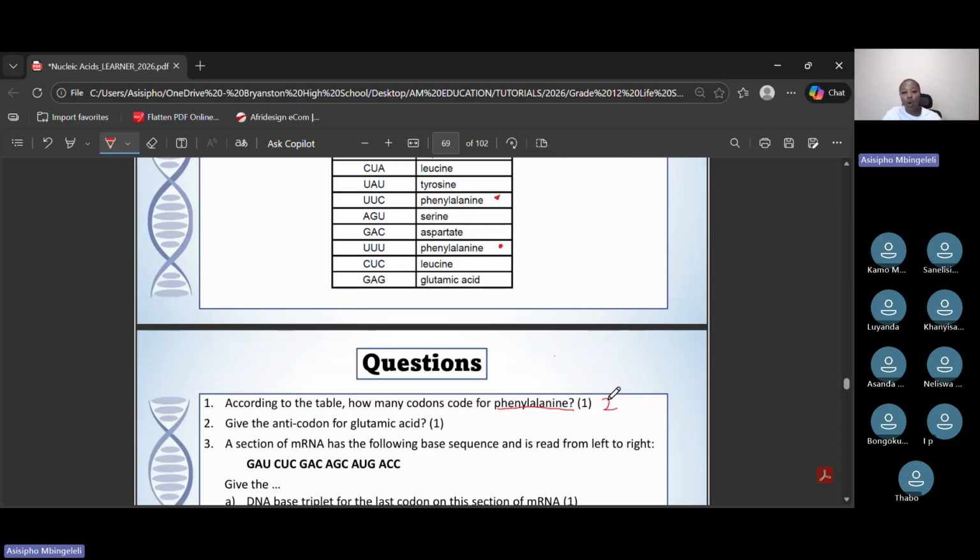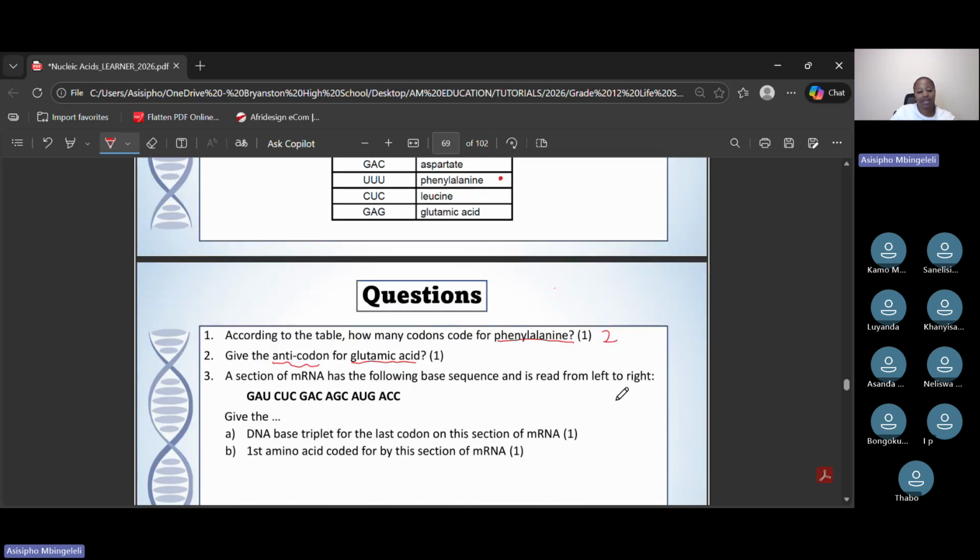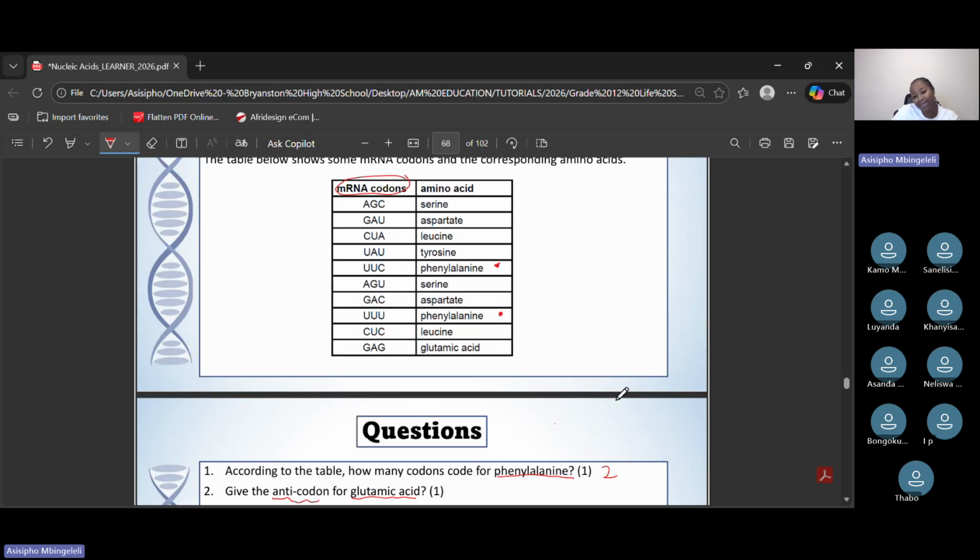Give the anticodon for glutamic acid. They want an anticodon for glutamic acid. Who can give me the answer? Anyone? Let's finish with a bang, guys, please. CUC. Perfect. That is correct.